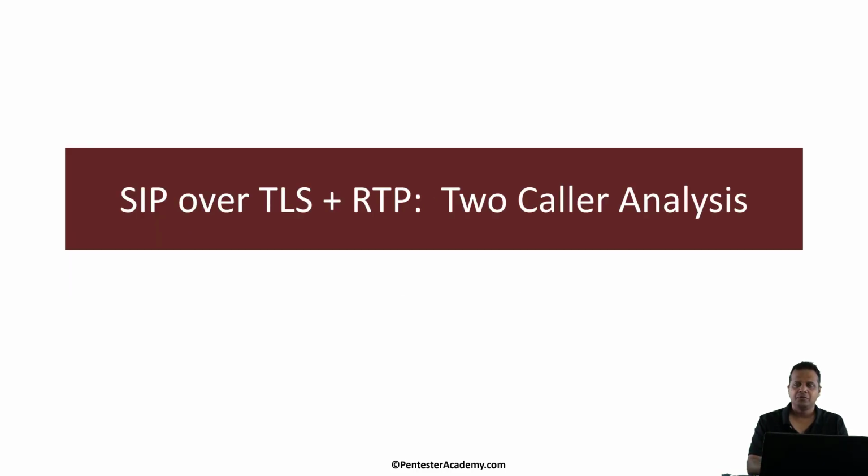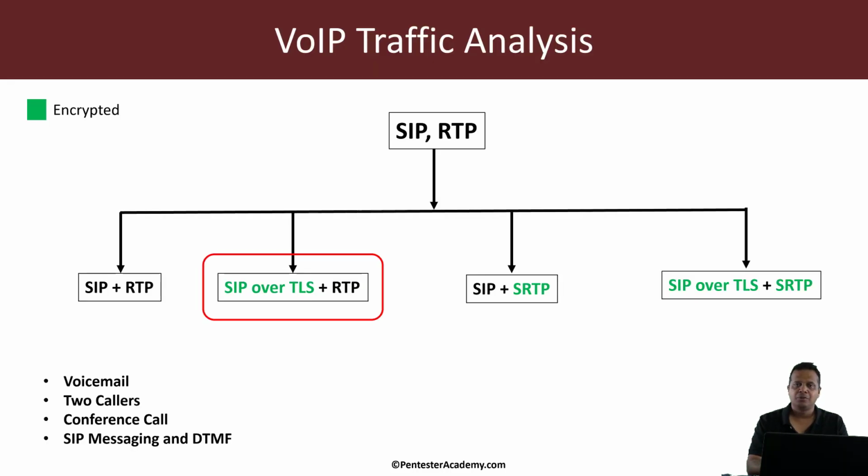Now in this video, we will look at SIP over TLS plus RTP. So in the last couple of videos, we were analyzing SIP and RTP traffic, and that was the case when both were not encrypted, right? So now let's move on to our second case, which is SIP is encrypted and sent over TLS, while RTP is unencrypted.